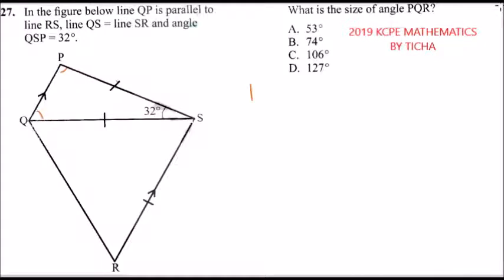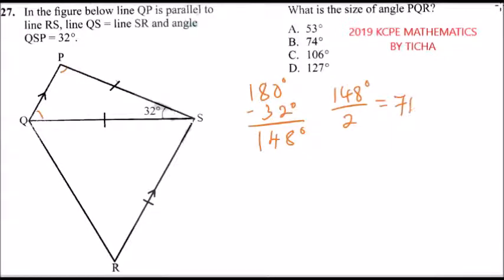So we just say 180 degrees, we minus 32. 8, 7 minus 3 is 4, and we have 1, so that will give us 148 degrees. 148 degrees we divide by 2, that is 74 degrees. So this means that this angle here is 74 degrees. For us to get angle PQS, we need this angle to complete it.